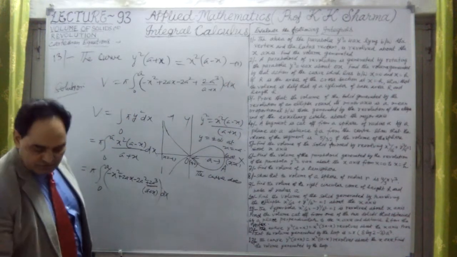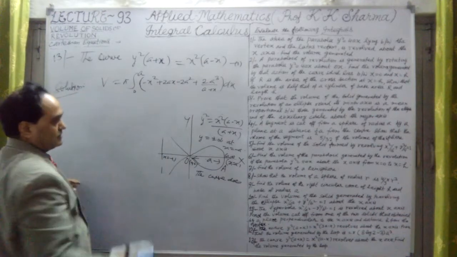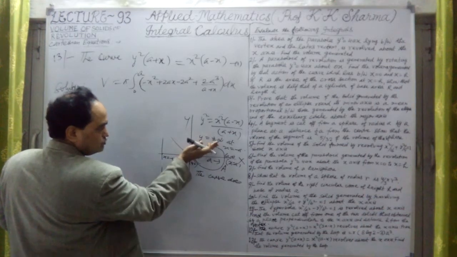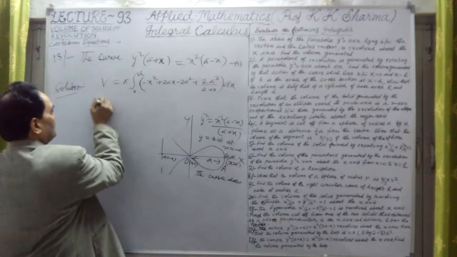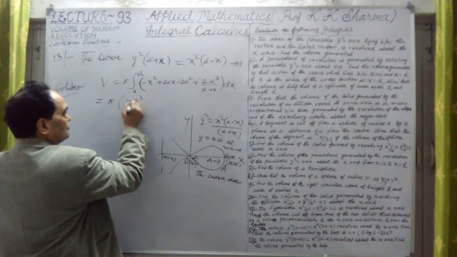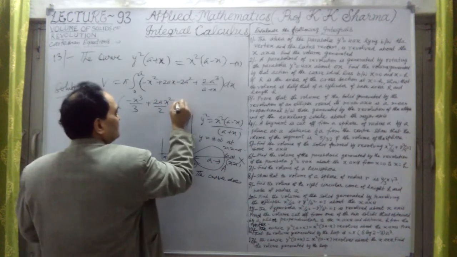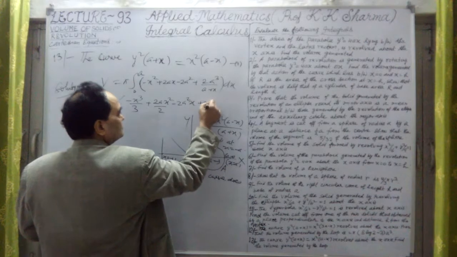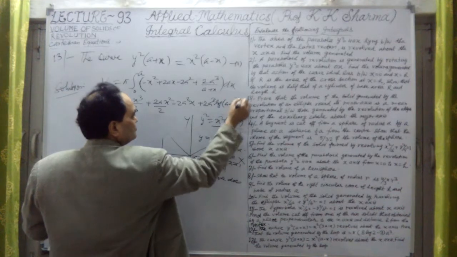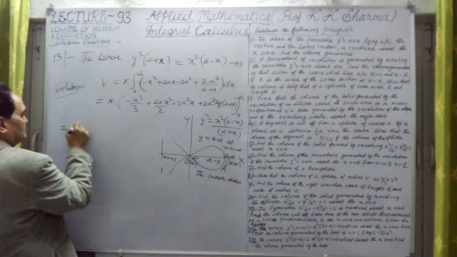Now this is a simple integration. So let me integrate this. That will be the volume of the solid generated by revolving this loop around the axis of x. Integration of minus x square is x cube upon 3, plus twice a x square upon 2, minus twice a square into x, plus 2a cube into log of a plus x. Now limits 0 to a.